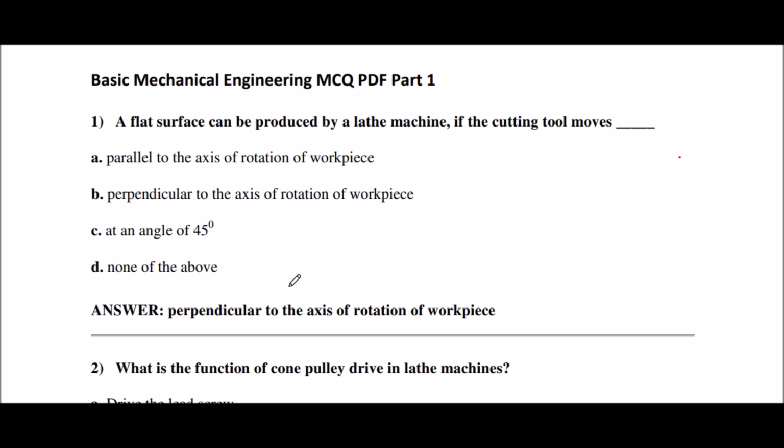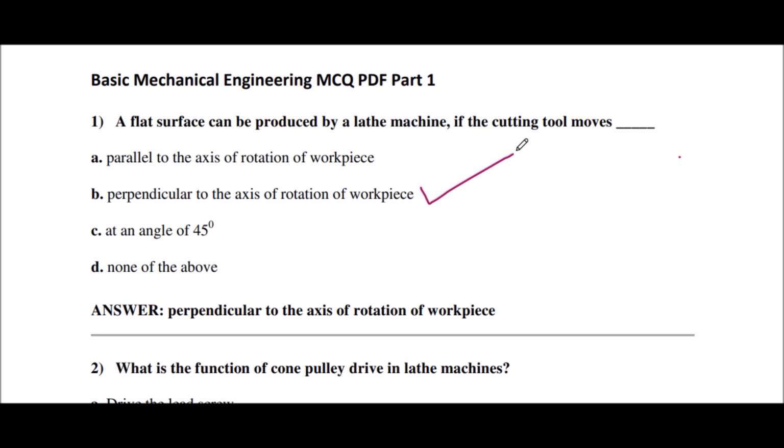In today's YouTube session, we are going to discuss basic mechanical engineering multiple choice question and answer. In this, your first question is, a flat surface can be produced by a lathe machine if the cutting tool moves option A, parallel to axis of rotation of workpiece, option B, perpendicular to the axis of rotation of workpiece, option C, at an angle of 45 degree, and option D, none of the above. Right answer here is perpendicular to the axis of rotation of workpiece, option B.